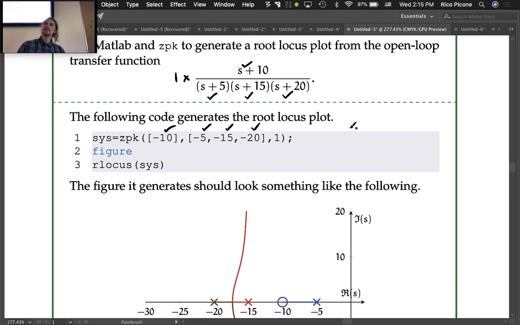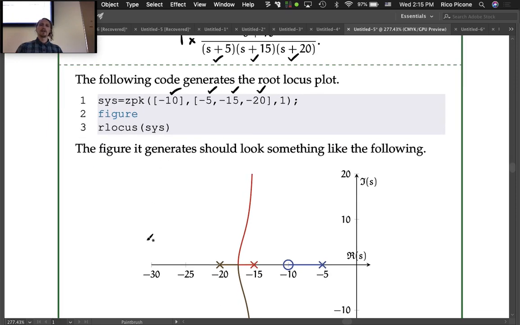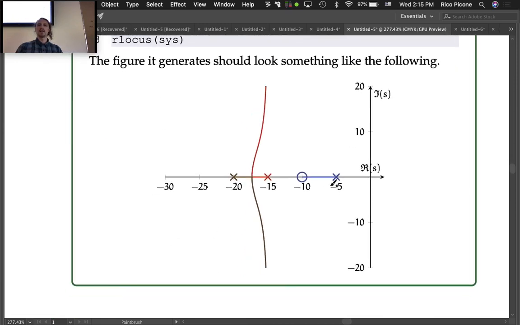So that's our ZPK system model. Figure opens a new figure in Matlab. If you don't include this, rlocus will either open a new figure if there's no figure open, or it'll just use the last figure that you had open and overwrite the plot, which is usually not what you want. That's why I put figure in there so that it opens a new figure, and then it'll write the rlocus of sys on there, and something like this is generated.